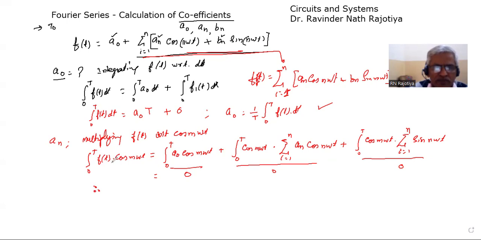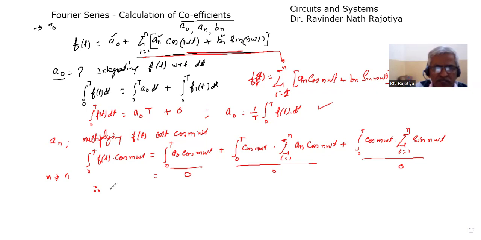That this particular function, when you integrate after multiplying by cos of m omega t, will give you the answer equal to 0 for n not equal to m. So this is for m not equal to n.